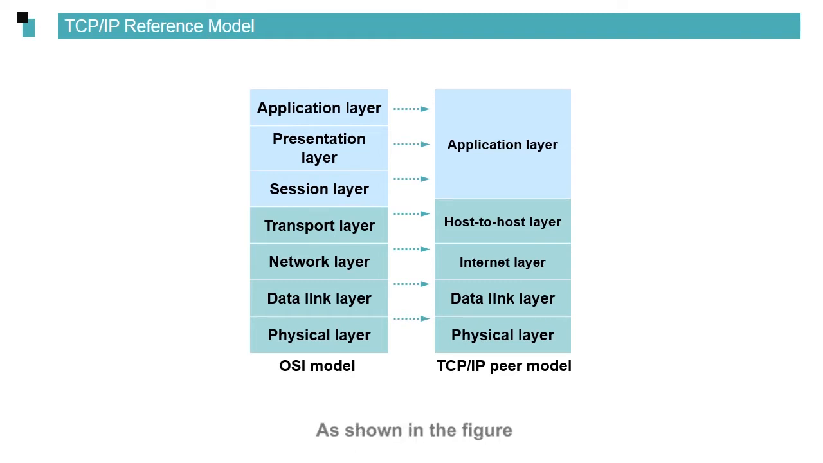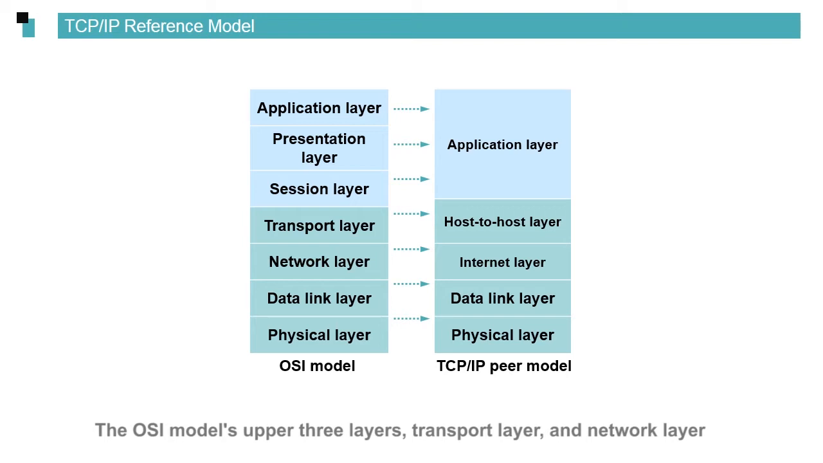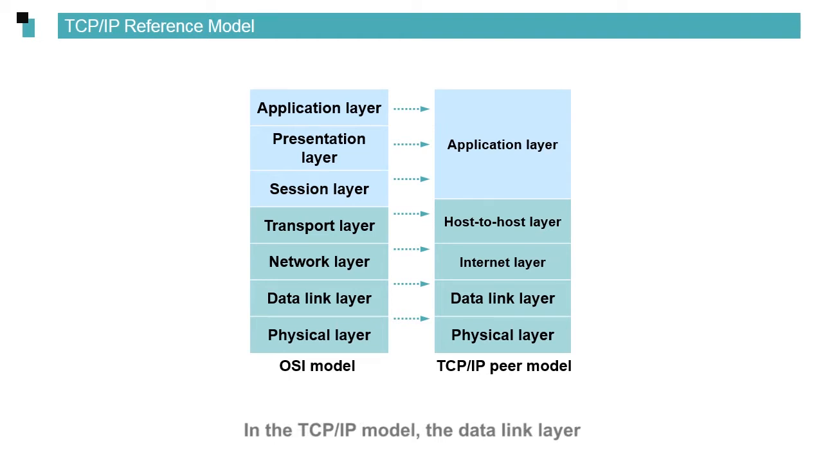As shown in the figure, the TCP/IP and OSI reference models correspond to each other. The OSI model's upper 3 layers, transport layer, and network layer are mapped to the TCP/IP model's application, host-to-host, and Internet layers, respectively. In the TCP/IP model, the data link layer and the physical layer are combined into the so-called network access layer.